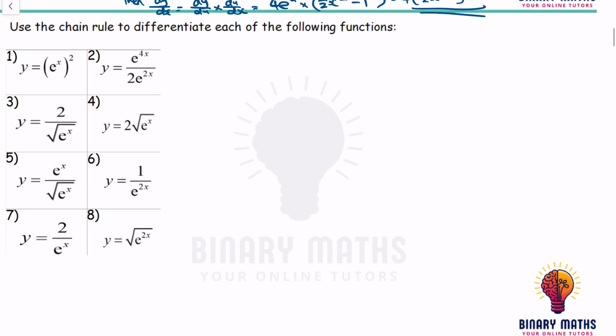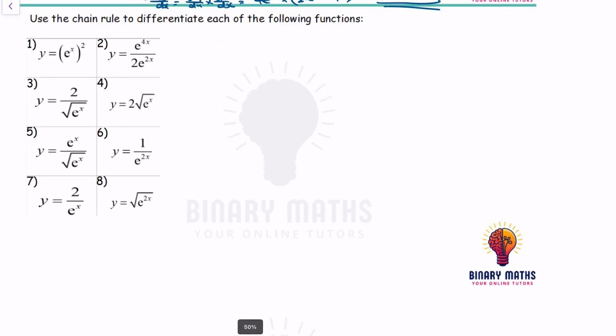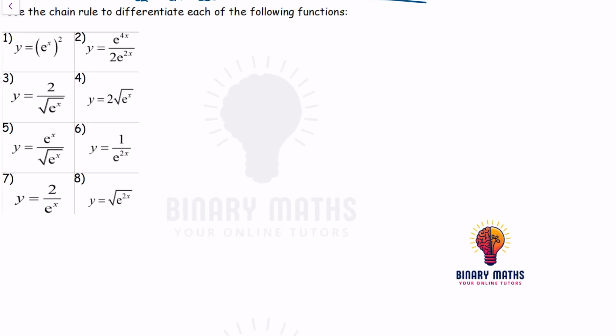The next question, use the chain rule to differentiate each of the following functions. Okay, 1. y is equal to e to the x squared, which is the same thing using laws of indices as e to the x times 2, which is equal to e to the 2x. Now dy/dx, okay, we're going to use mental skills to do this.